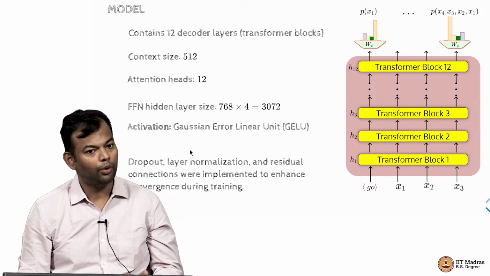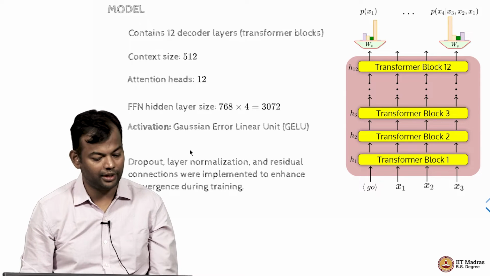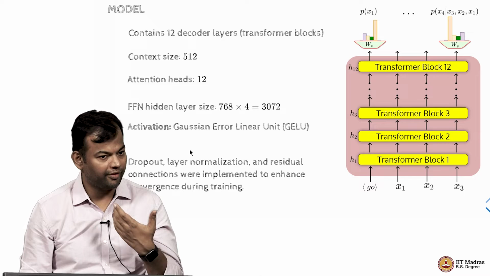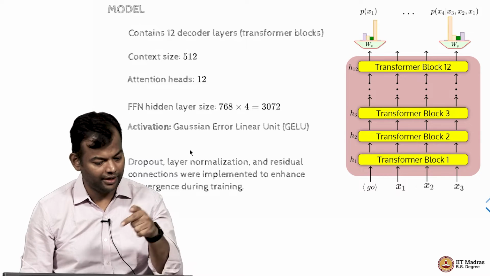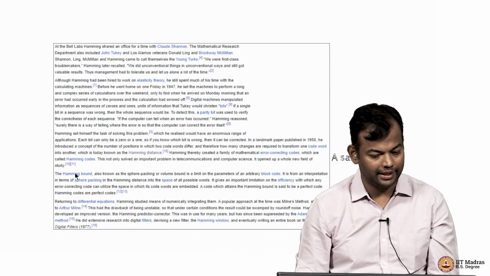And they use dropout, layer normalization and residual connections, which helped in faster convergence during training, right. So where each of these was put is what we'll see next, right.